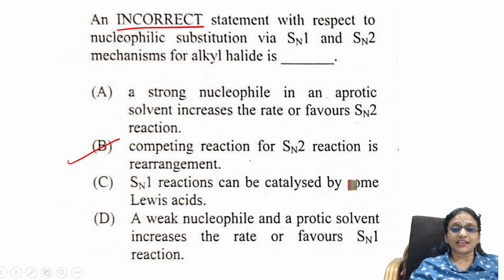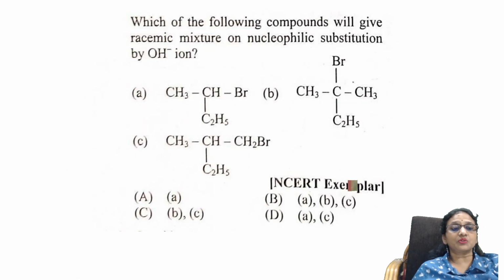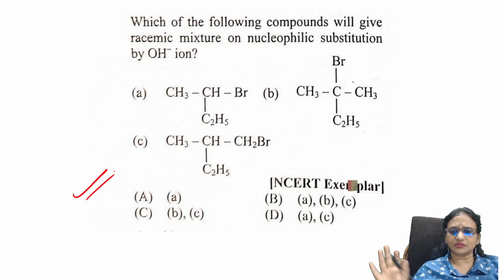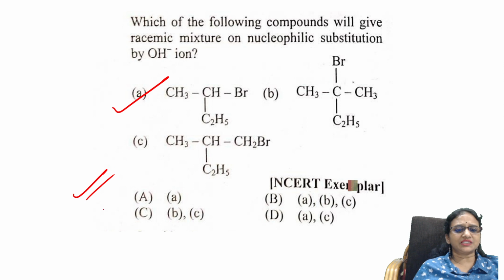Okay. Next one. Which of the following compounds give a racemic mixture on nucleophilic substitution? Again, we have checked this. This is already done. This is the correct option. Please check the earlier one. Okay, this is done. Next question.